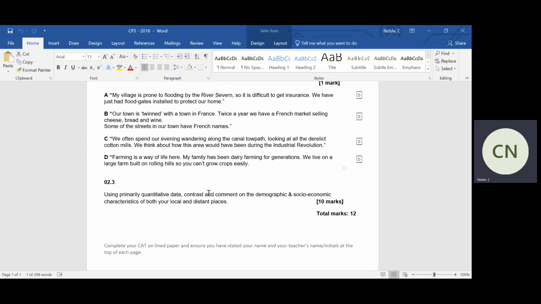The question asks you to use primarily quantitative data, which of course you know is numerical data, factual numerical data that can be quantified. And it's asking you to contrast and comment on the demographic and socioeconomic characteristics of both your local and distant places. There's quite a lot therefore to do in that question. The key thing is that you will need to talk about both Poundbury and Newham.